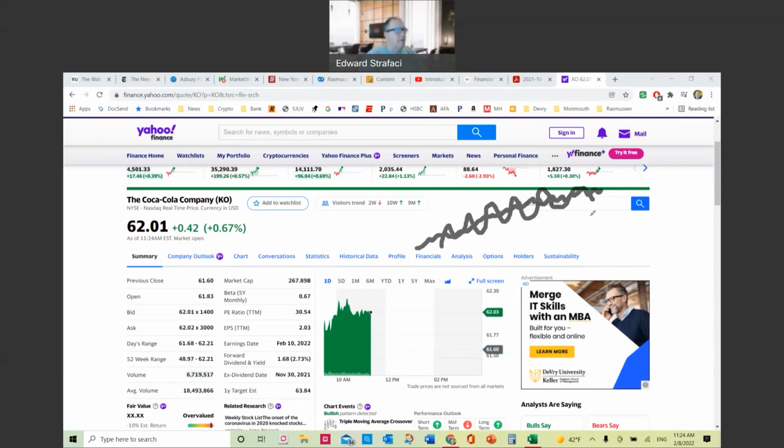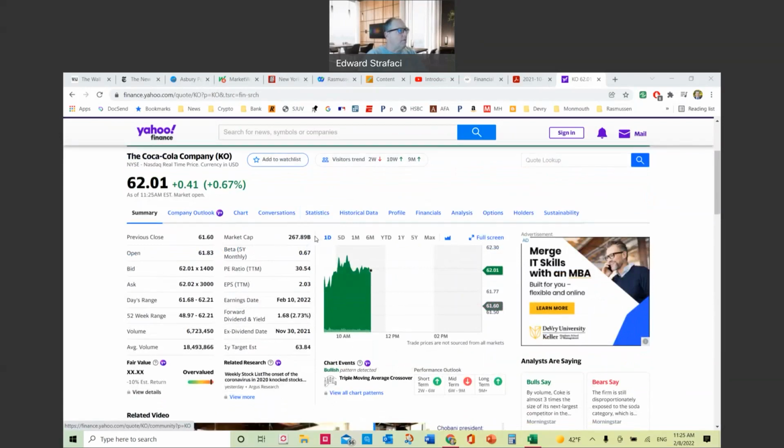So you're getting less variability. But the reason you're getting less variability isn't because it's a mathematical construct. It's because Coca-Cola has such steady earnings that you're not going to see that violent reaction up or down when the market moves. So hopefully you learned something here. You're not going to see that violent reaction when the market moves.